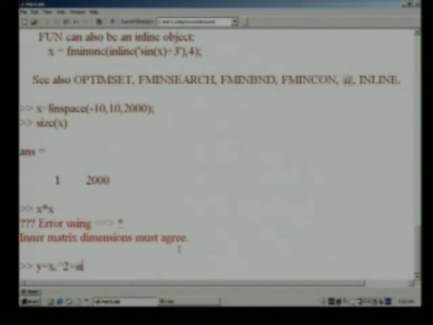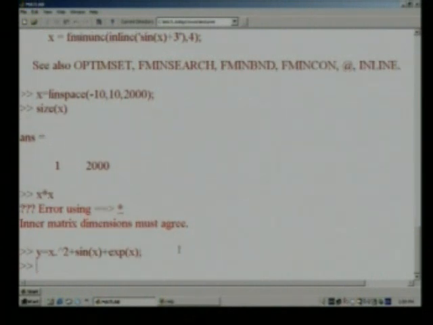Then sin x, then plus e to the power x, that is the exponential, okay. E to the power x. Let us see. So you got it. Exponential dot is not required. So this is x square sin x plus e to the power x.